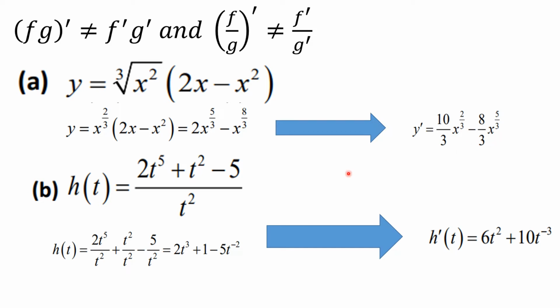Here, similarly, you're going to be dividing this t squared into each term in the numerator. So you're going to get 2t cubed, plus 1, and minus 5t to the minus 2. After doing this algebra, you have the tool to take the derivative, so h prime of t is this expression.